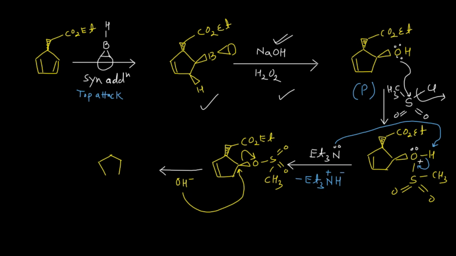This was my 5-membered ring. This is my ester moiety, which was below the plane, okay? This is my CO2Et, okay? There is no problem in that. And you see, when it is attacking from the bottom side, see this OH attacked here, this is producing an OH kind of thing.